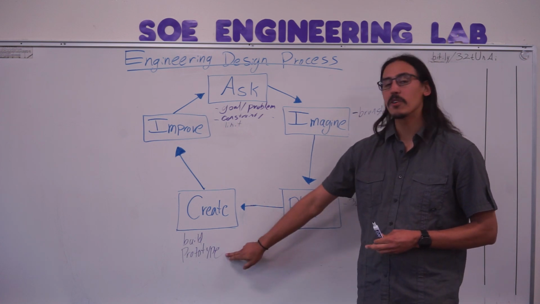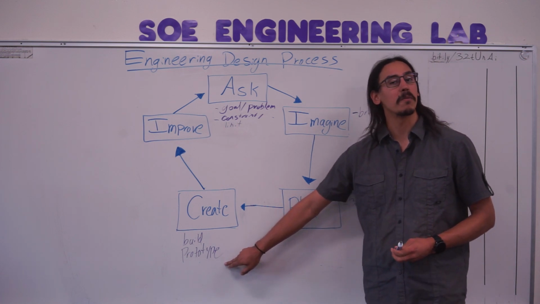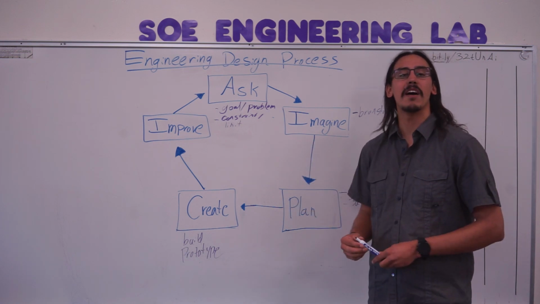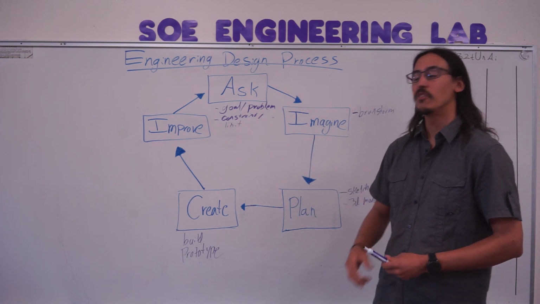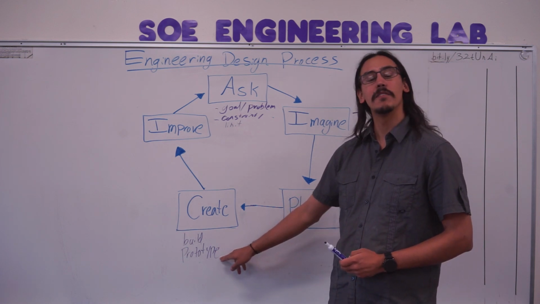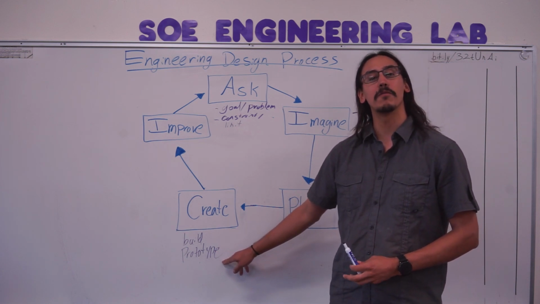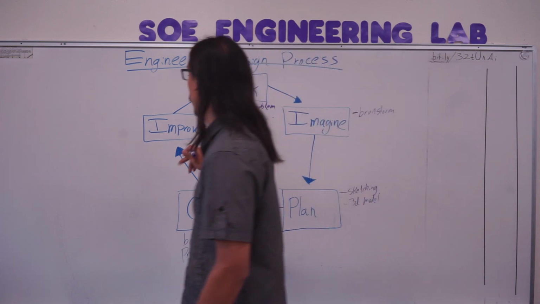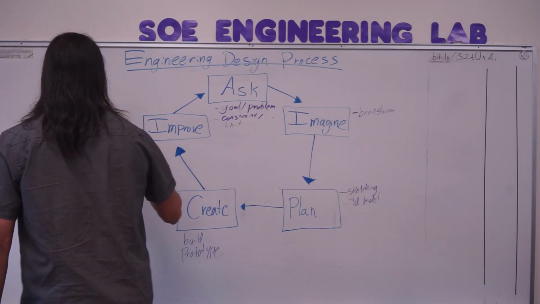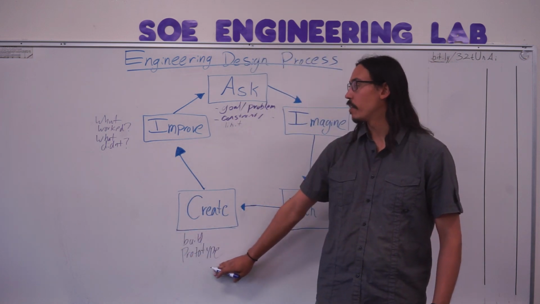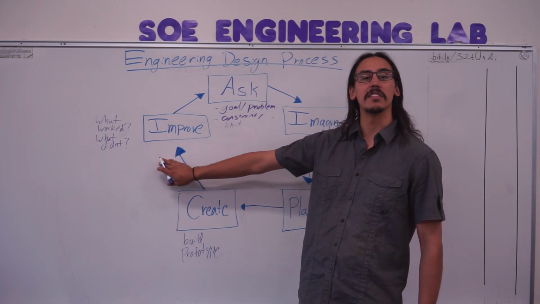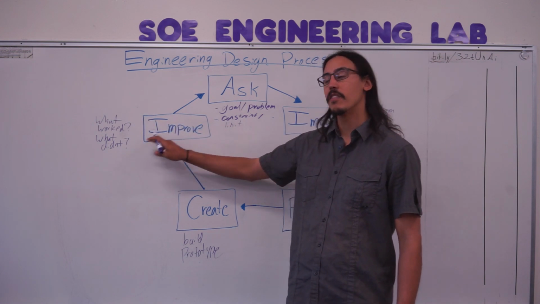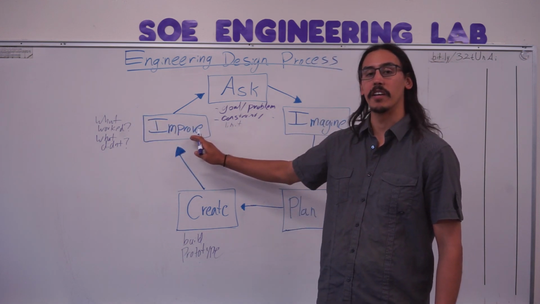And prototypes are a really important part of the process because you can't just skip straight to having something that works perfectly. You have to build these like test versions, these prototypes first. That way you can figure out what you need to improve on. So after engineers have built that prototype, they're going to test it. They're going to figure out what worked, what didn't work, and they're going to try to improve on it.